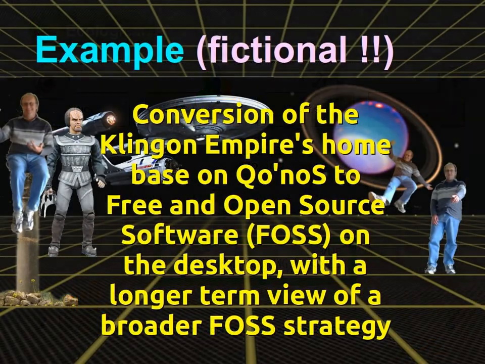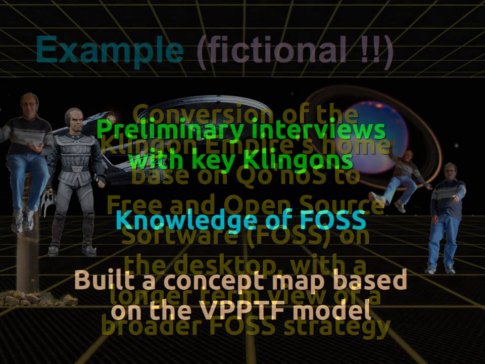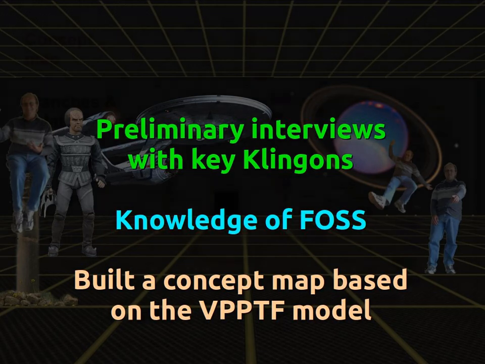So I have a fictional example. It's a conversion of the Klingon Empire's base on Kunos to free and open source software. Most of you are too young to remember the Klingon Empire. But the idea is that we're going to develop a plan to convert their desktop to free and open source software with a longer term view of having a broader FOSS strategy. So we did some preliminary interviews with Worf and other key Klingons, and we used our own knowledge of free and open source software, and we built a concept map based on the Vision, People, Process, Technology, and Finance model. And it looks like that.